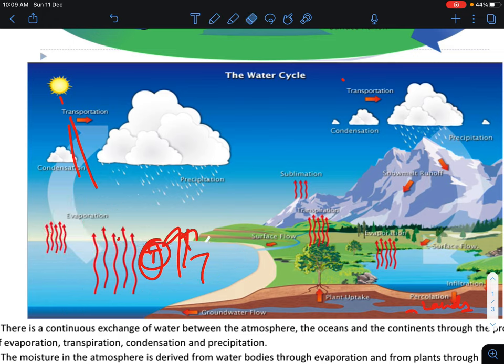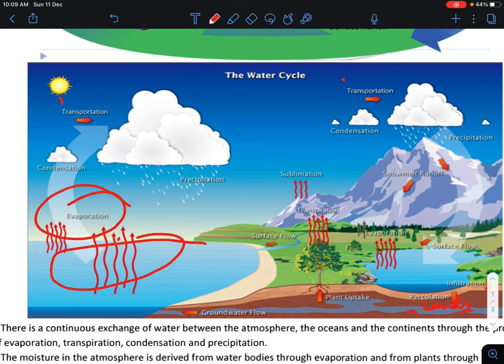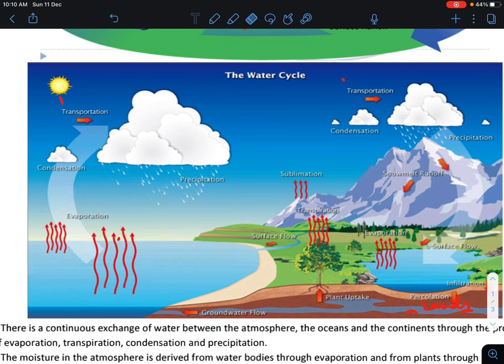Once again, I am talking about evaporation. It is the process by which water vapor enters the atmosphere on heating. Now what is condensation? Very easy. It is the process by which the water vapor formed due to evaporation forms water droplets on cooling. Then this is called condensation.